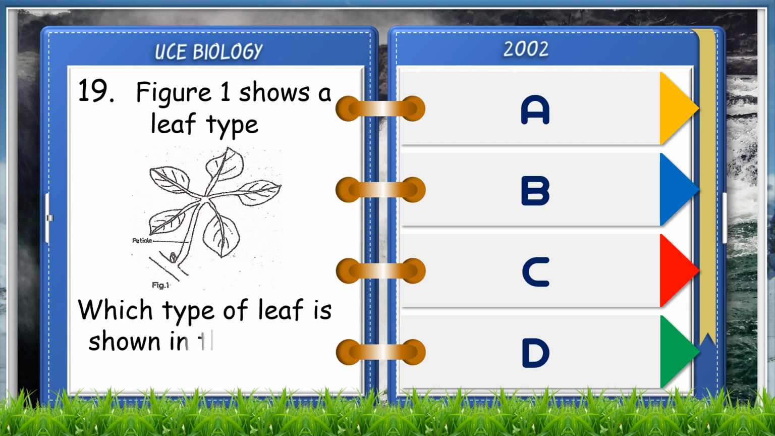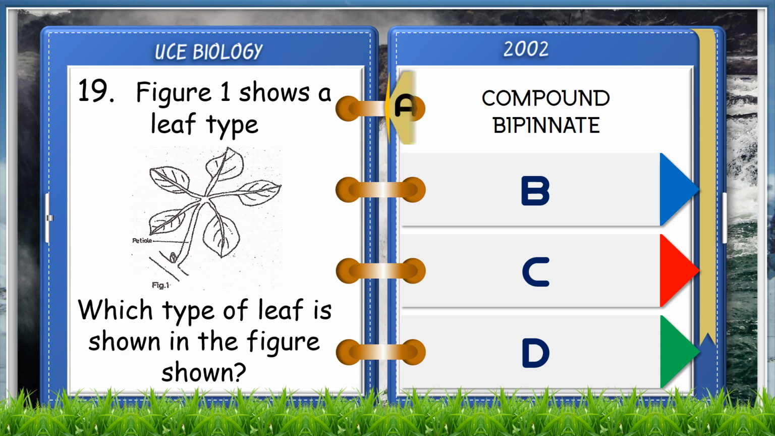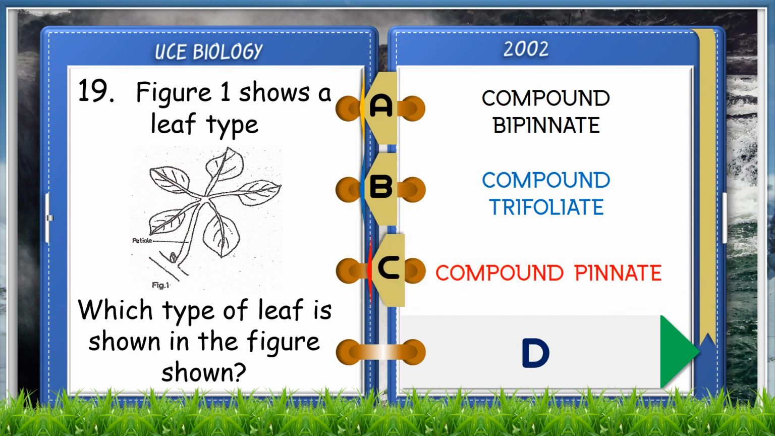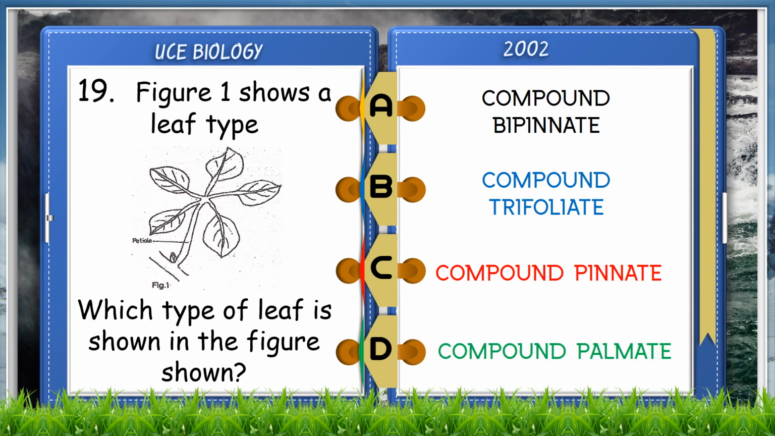Figure 1 shows a leaf type. Which type of leaf is shown in the figure? A, compound bipinnate. B, compound trifoliate. C, compound pinnate. D, compound palmate. The answer is D, compound palmate.